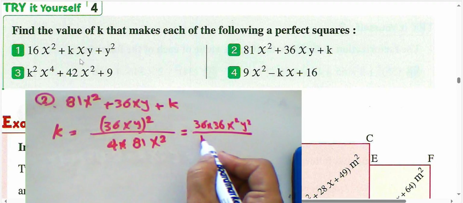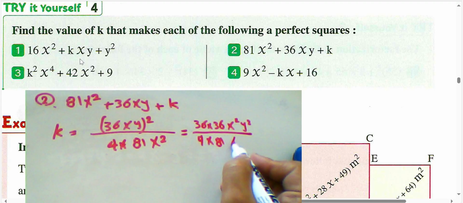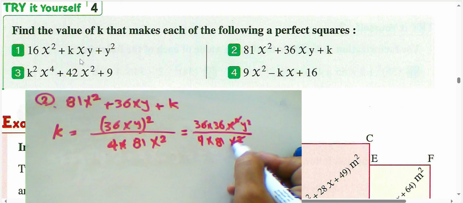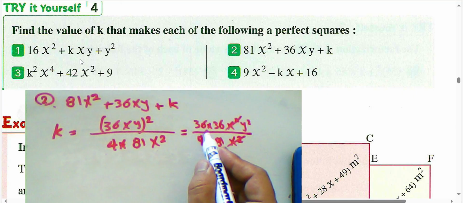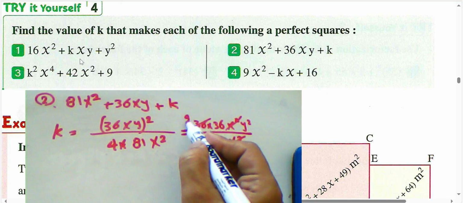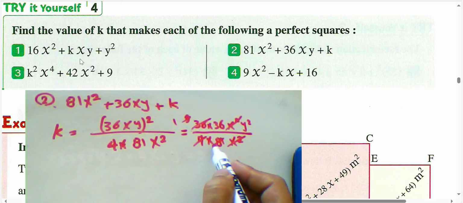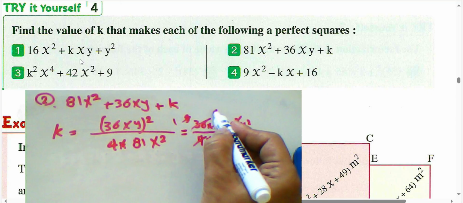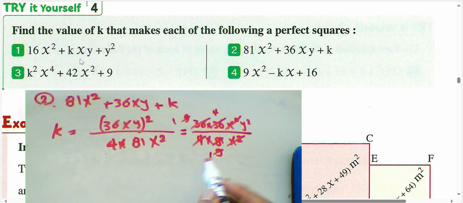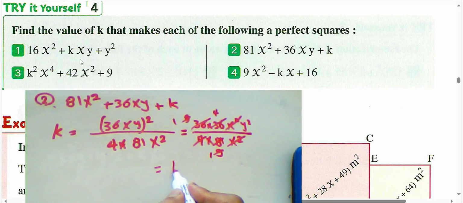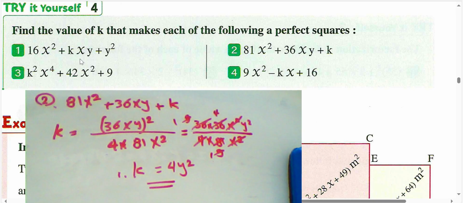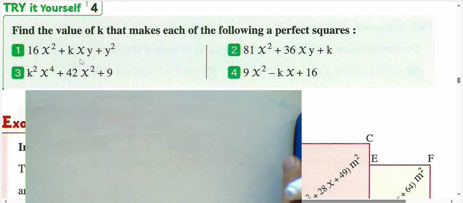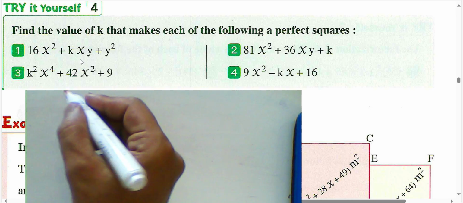4 times 81 x power 2, x power 2 by x power 2. 36 divided by 4 equals 9. 9 divided by 9 is 1. 81 divided by 9 equals 9. 36 divided by 9 equals 4. Then the result will be 4y power 2. Then the value of k equals positive 4y power 2. Next question, number 3.